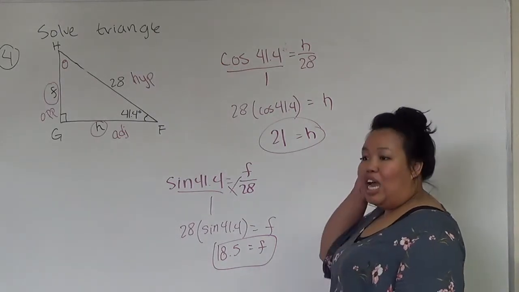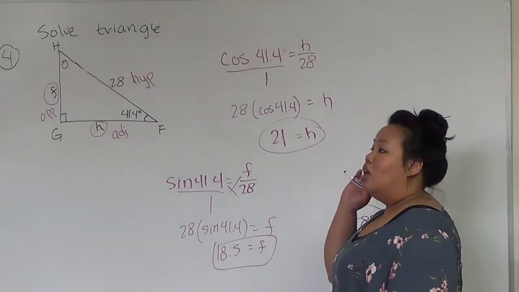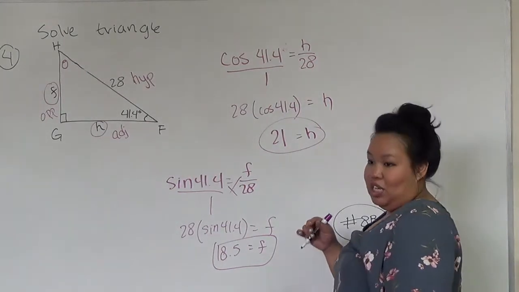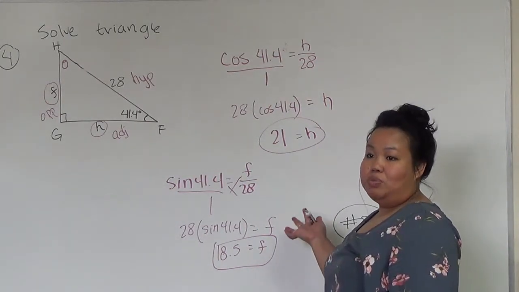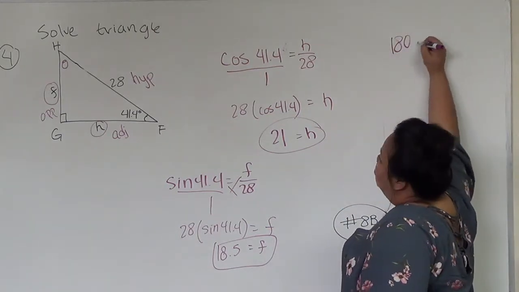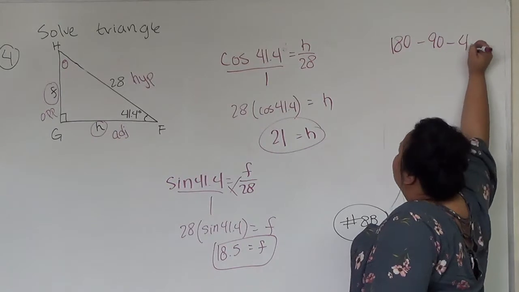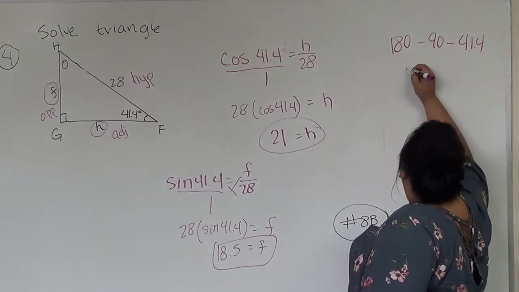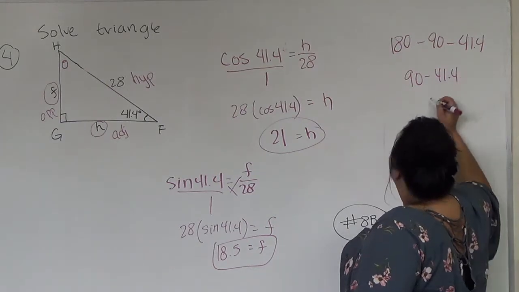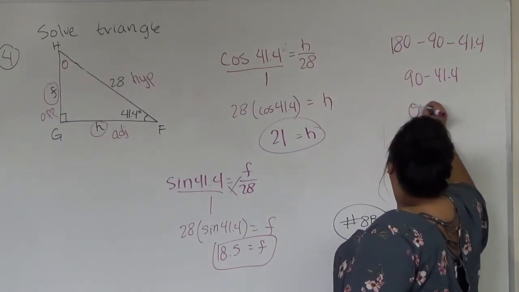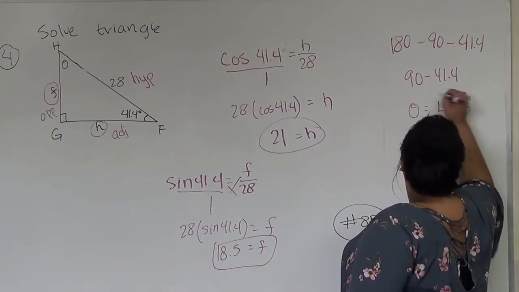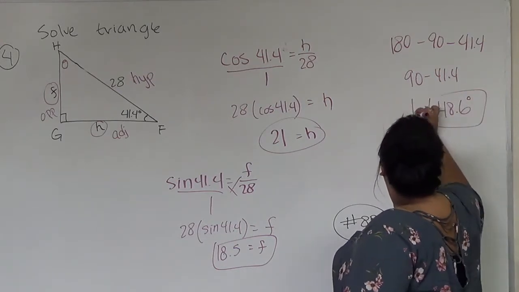Now the last one, I could use a ratio, or I could do what Riley probably did, which is all the angles in a triangle add up to 180. So I do 180 minus 90 minus 41.4, which is 90 minus 41.4, which is 98.6. Yeah, 48.6. I wasn't thinking.